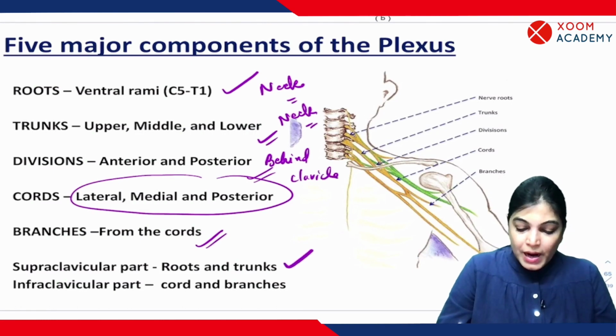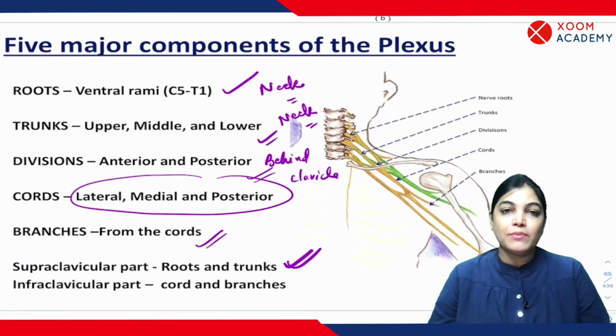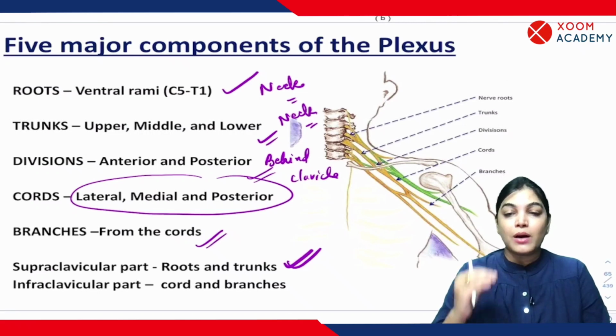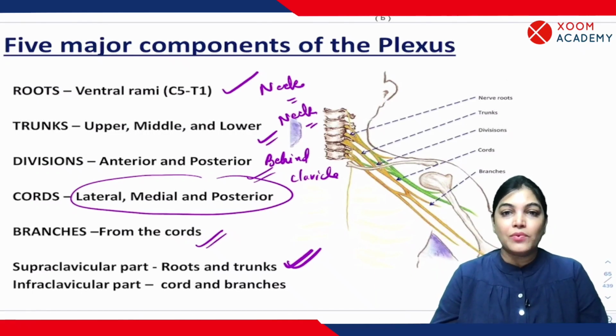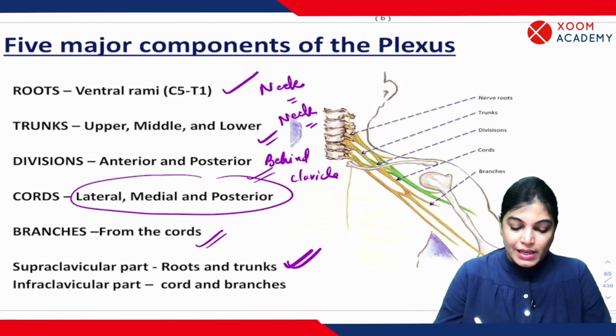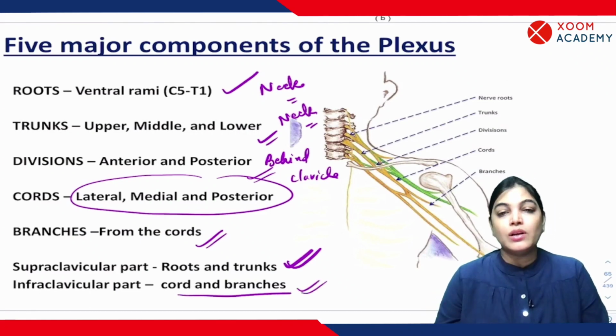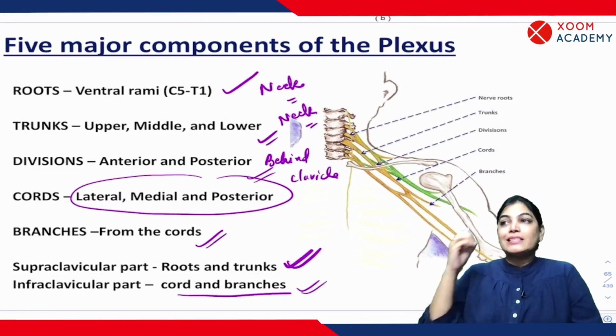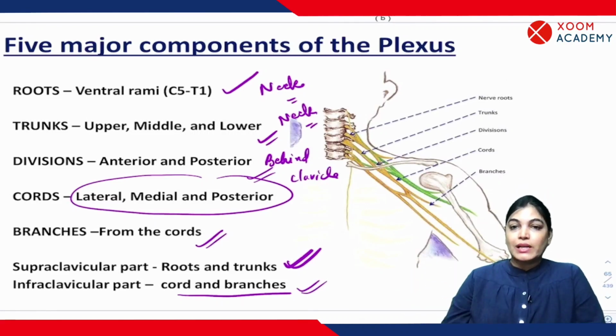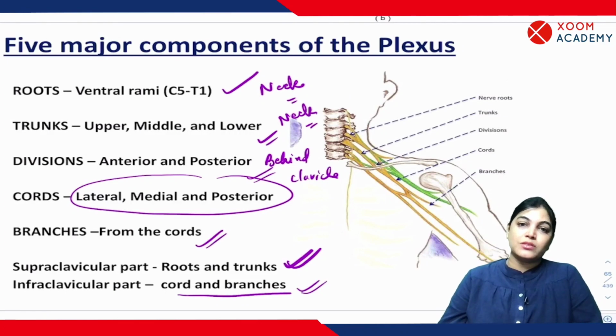That means supraclavicular branches of brachial plexus, the components of brachial plexus which are lying above the level of clavicle, are the roots and the trunks, and infraclavicular will be the divisions and the cords. Basically division is exactly behind the clavicle. If I exactly talk about below the location of the clavicle, it will be the cords and its branches.